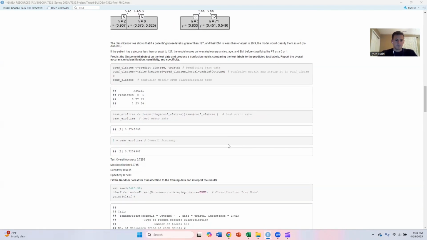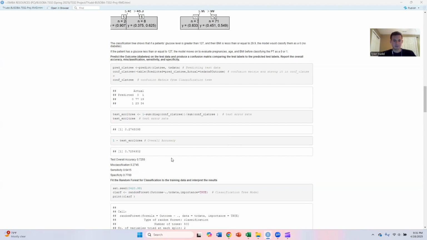So looking at the performance of the classification tree, which is our first tree model, the overall accuracy was 0.725, which is a little bit lower than the logistic regression. However, it did have a better true positive detection, or sensitivity, which was 0.6415.